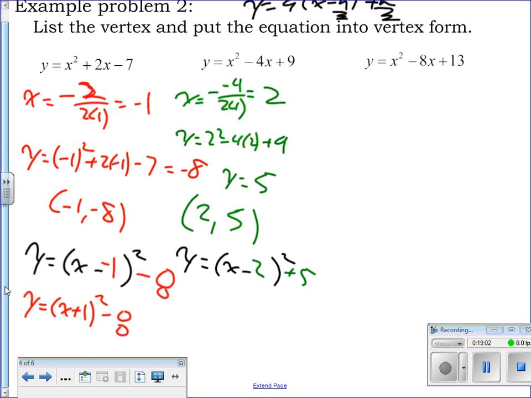And once more for good luck. X equals minus b over 2a. I get 4: negative negative 8 divided by 2 is 4. Y equals 4 squared minus 8 times 4 plus 13. 16 minus 32 is negative 16. Negative 16 plus 13 is negative 3.